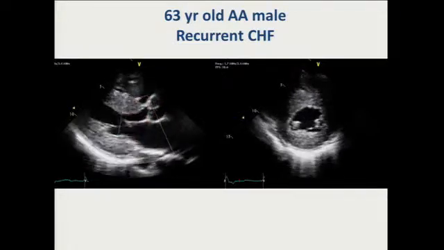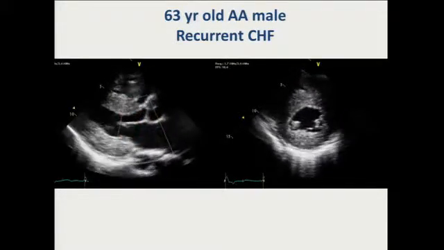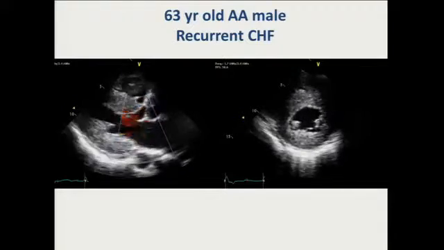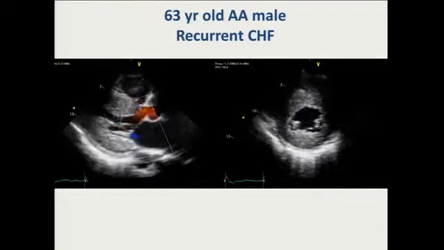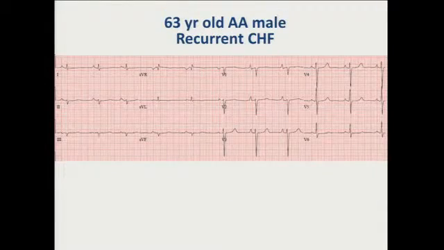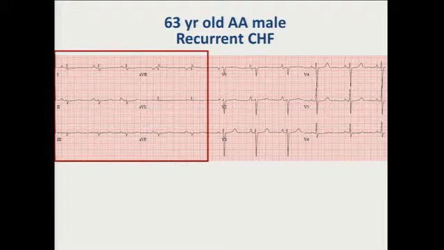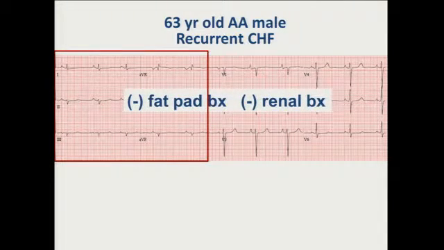So, a 63-year-old African-American male with recurrent heart failure. This looks very much like amyloidosis. It even has that speckled pattern. This patient also has low voltage in the limb leads. He underwent at an outside institution a fat pad biopsy and a renal biopsy, and they were both negative, and they felt comfortable that he didn't have amyloid.